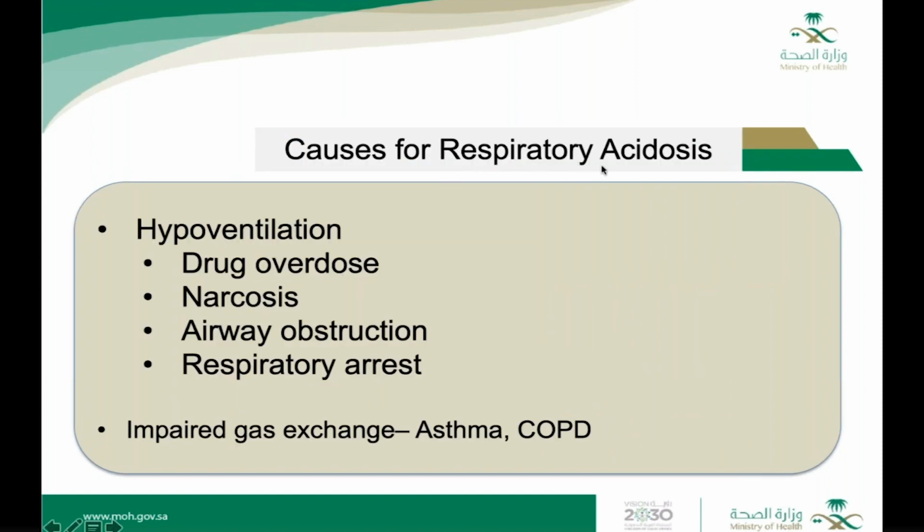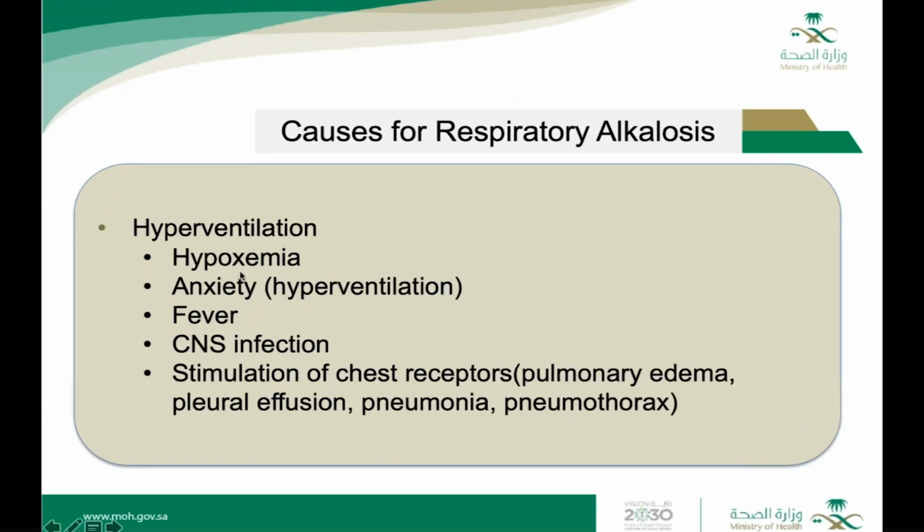Here we have some causes for why the patient might go into respiratory acidosis, such as hypoventilation due to drug overdose, for instance narcosis, airway obstruction, and respiratory arrest. So the CO2 will go up and the pH goes down. Respiratory alkalosis is caused by anxiety and hyperventilating, so the patient is washing out more CO2, and since they are moving in opposite directions, the pH will go above the normal value. Fever as well, and CNS infection, could cause respiratory alkalosis.